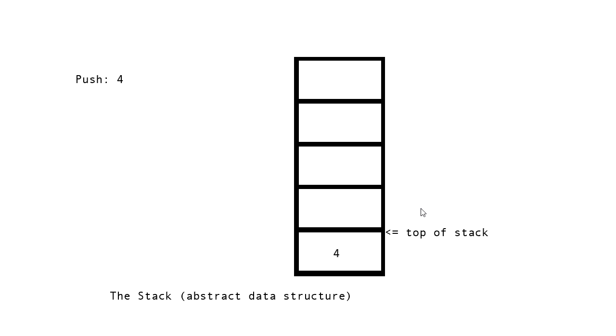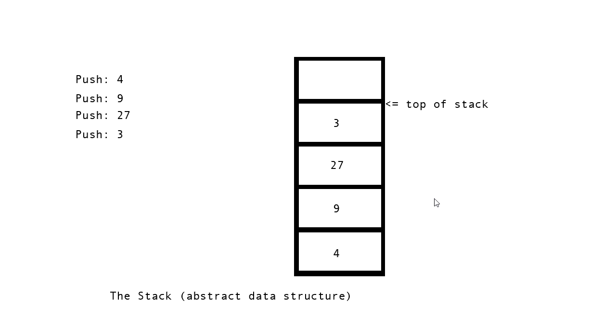And then we'll do push 9. Same thing will happen. The 9 will go into this box. The pointer to the top of the stack will move up. Push 27, same thing. Push 3, same thing. Now we'll talk about pop.